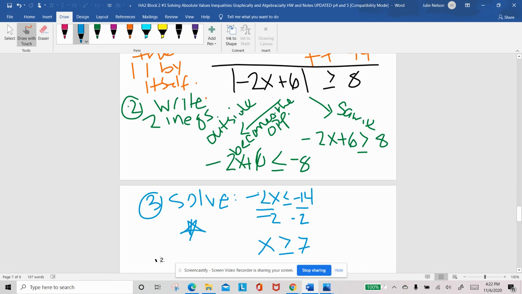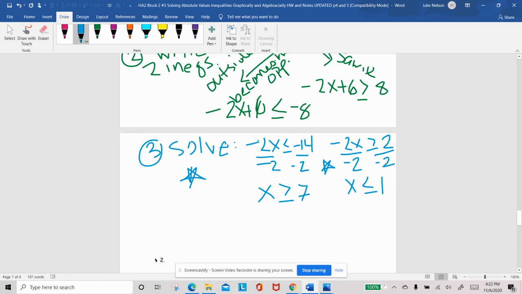On the negative 2x plus 6 is greater than or equal to 8, you subtract 6 also. So negative 2x is greater than or equal to 2. And when you divide by negative 2, again, anytime I multiply or divide by a negative, you flip the inequality. So x will now be less than or equal to 1.